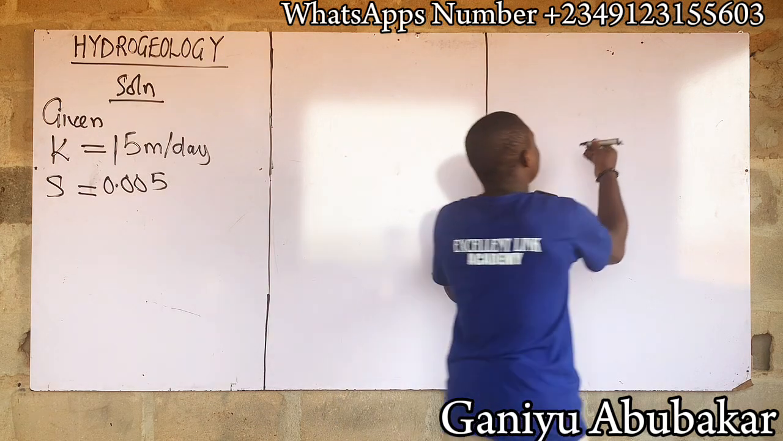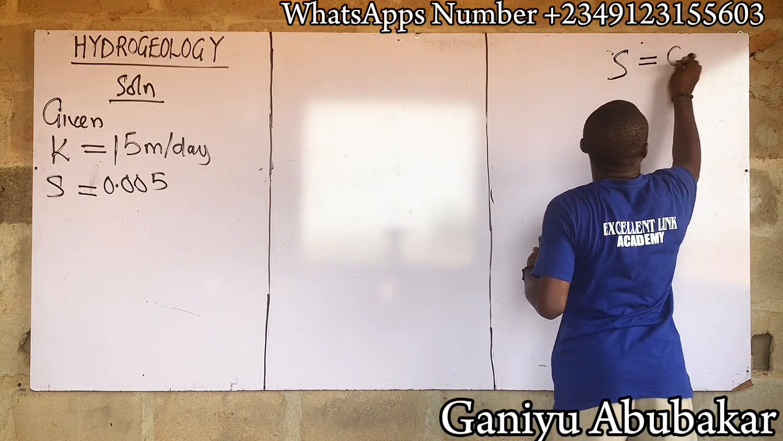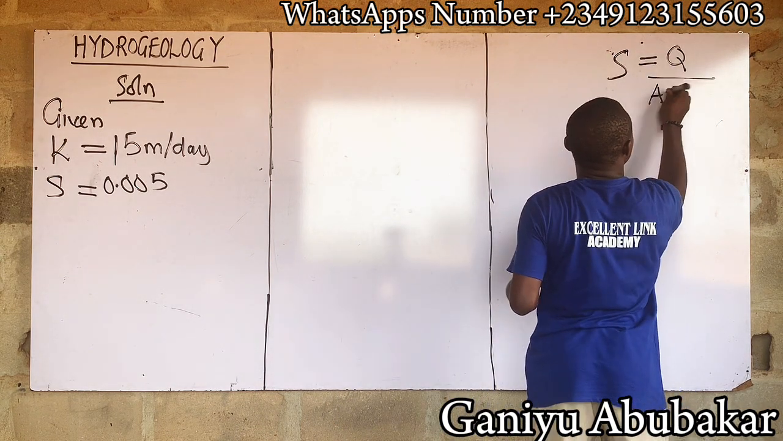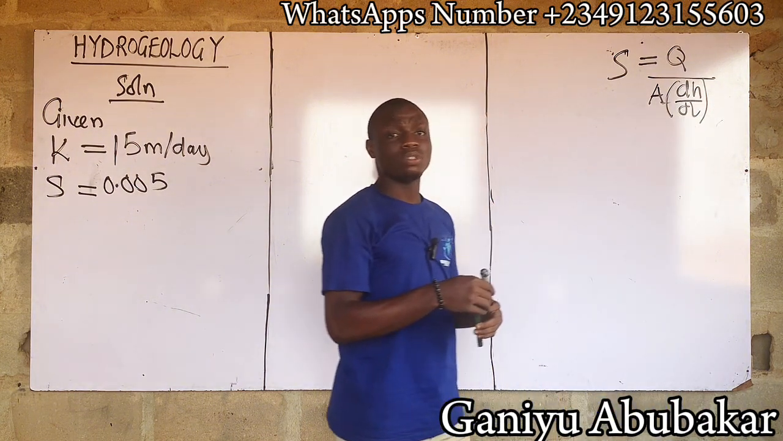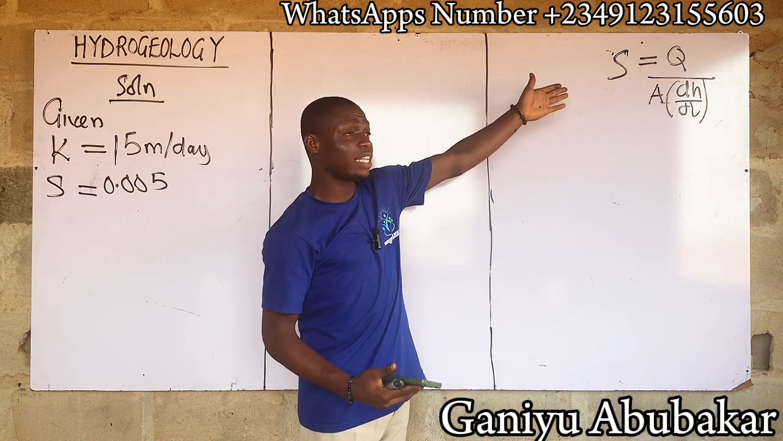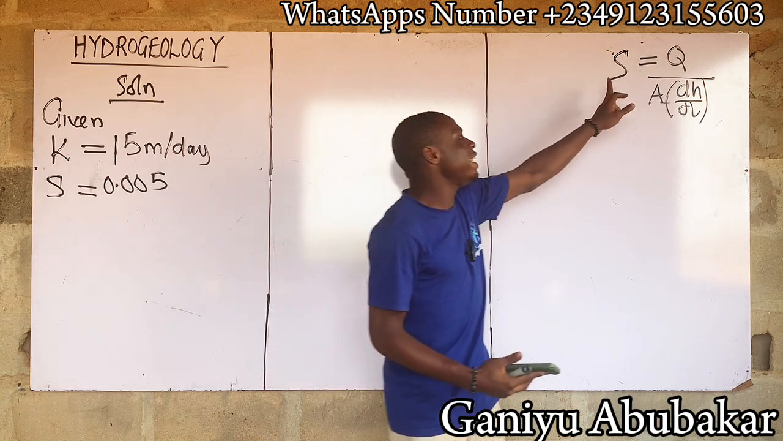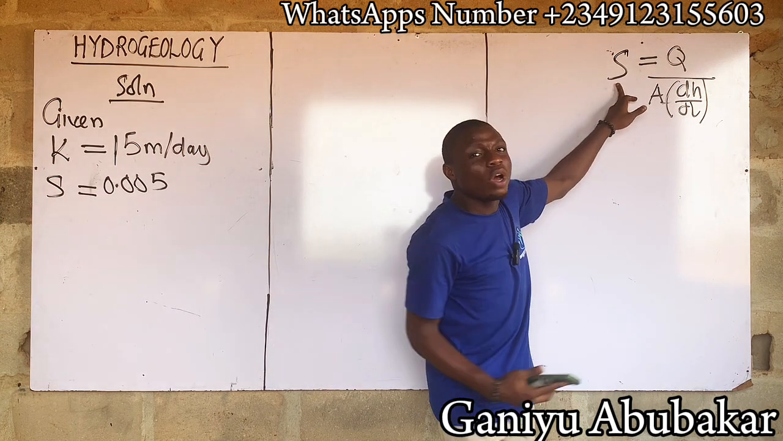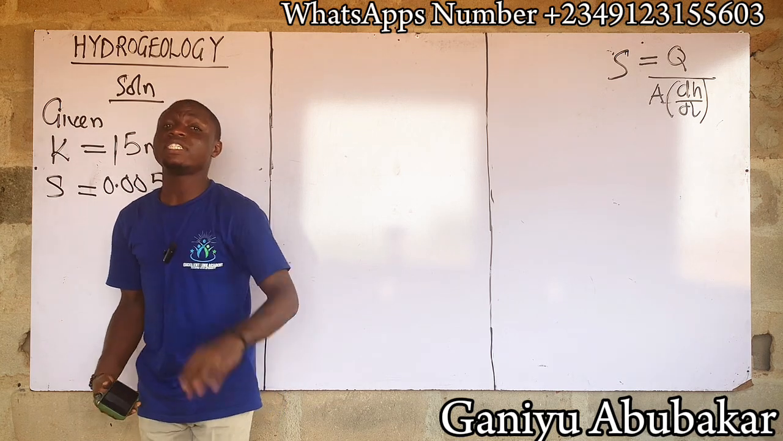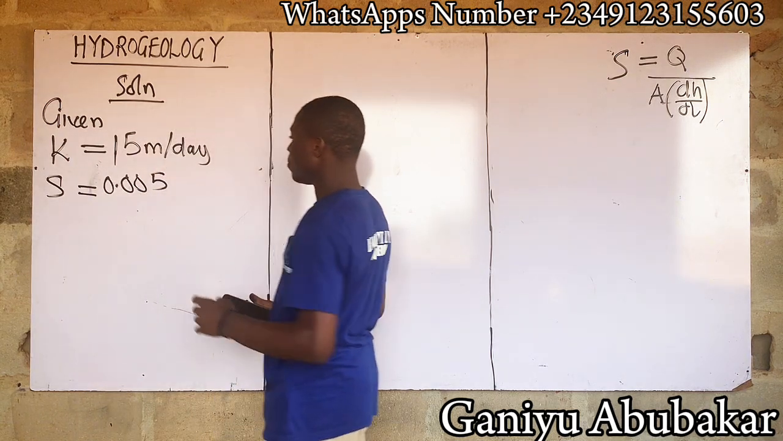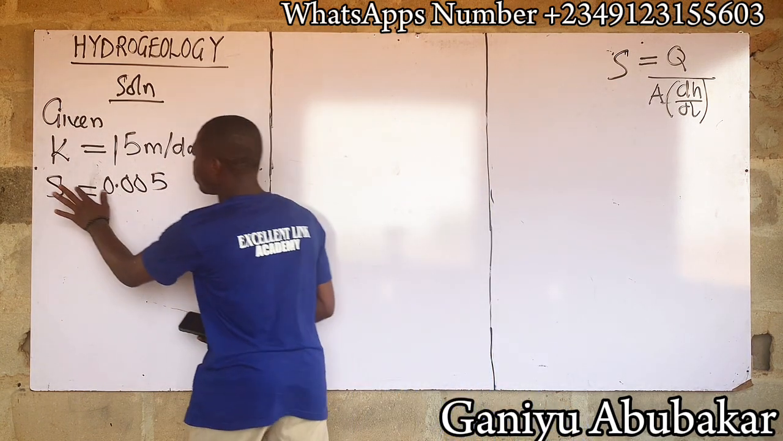We said storage coefficient S is equal to Q all over A times the H over the N. This was last class's example. I said it has no SI unit. In that case it was called storage coefficient, here it is called storativity. They are still both the same thing, please. So S is equal to 0.005.